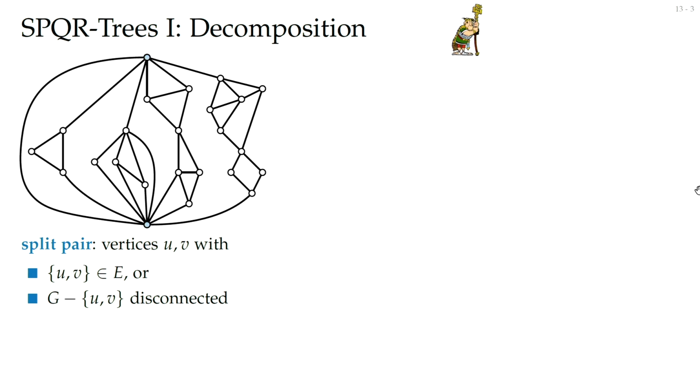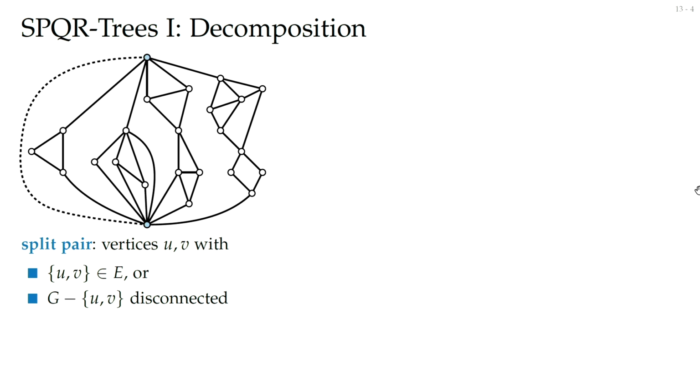But also, if we look at these two vertices, then they are a split pair by both types of definitions. There's an edge between them, but also, if I remove them, then it splits the graph into more disconnected components. So what we want to do is start with some edge, let's say this one here, and this builds the root of our SPQR tree. And then from there, we want to walk downwards.